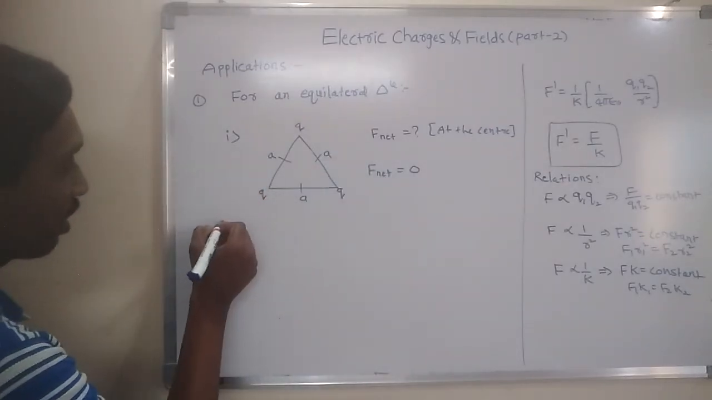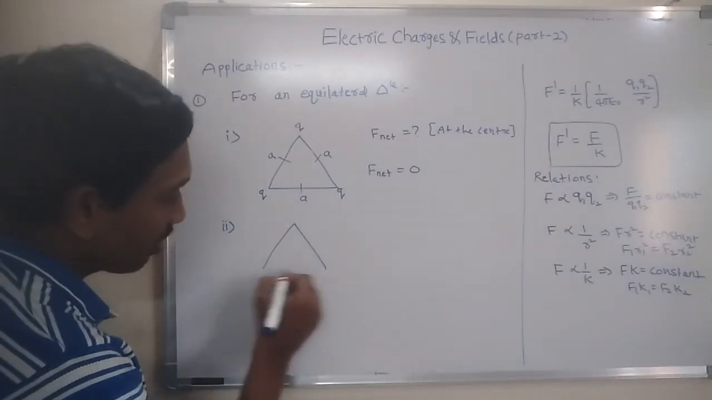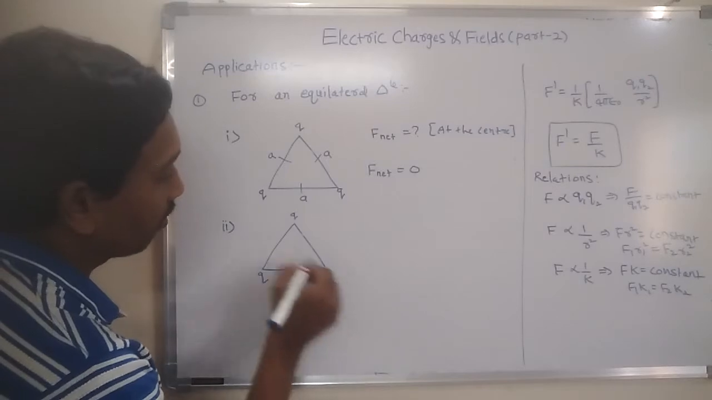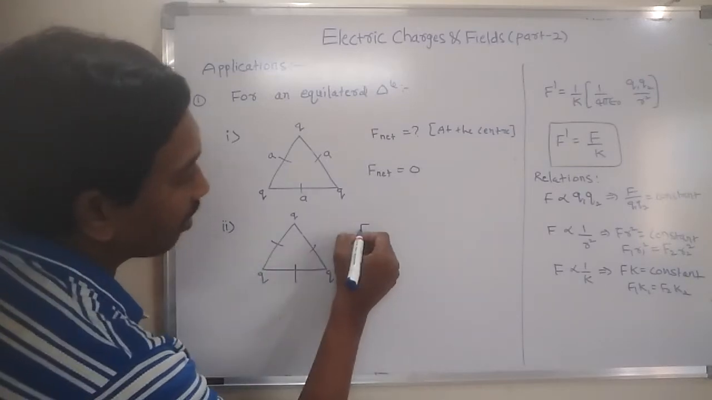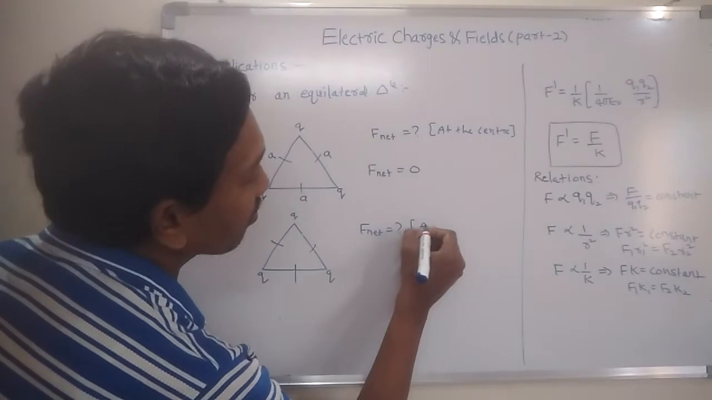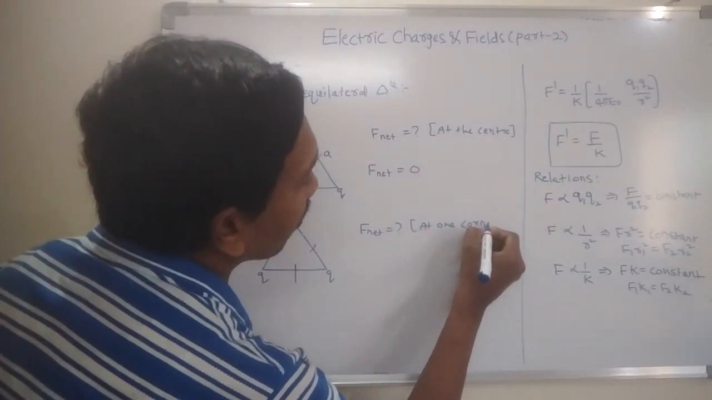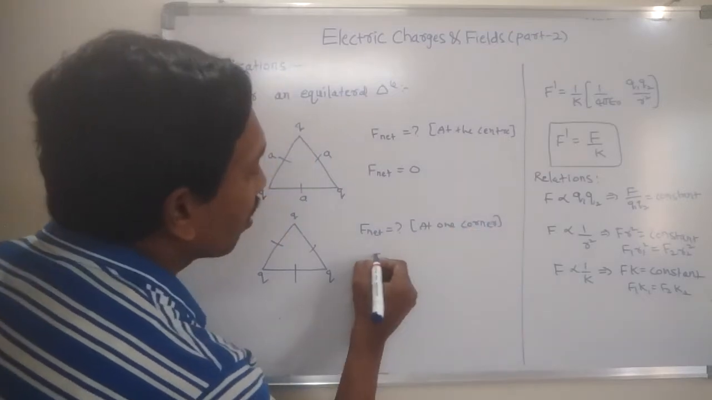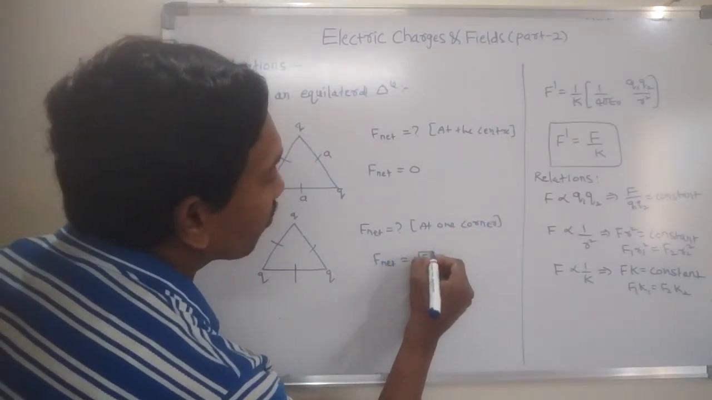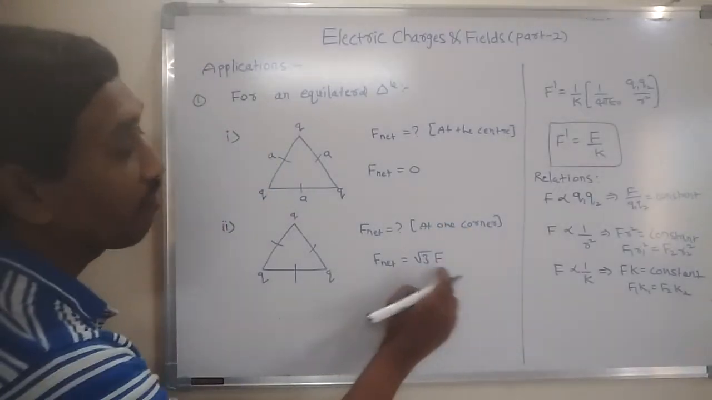Next, the second application on the same equilateral triangle. Given three identical charges placed at the three corners of the equilateral triangle, here also it asks for the resultant force or net force, but here asking at one corner. If asking for the net force at one corner, it is not 0. It is similar to root 3 F. What is the force equation here? Root 3 F is the answer here.